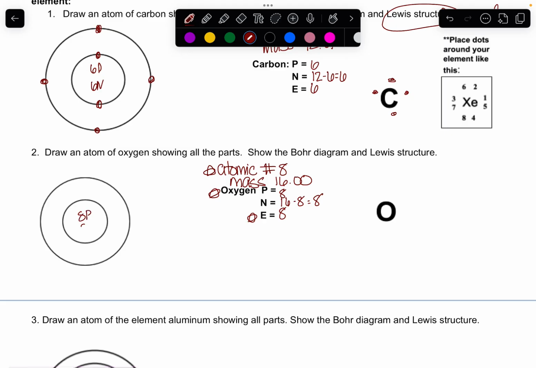My neutrons: my mass is 16 minus 8 protons leaves me with 8 neutrons. Put my 8 protons and my 8 neutrons in the middle, and then I place my electrons. 1, 2, jump out to my next ring. 3, 4, 5, 6, 7, 8. I'm looking at just that outer ring of valence electrons for my Lewis structure. I see 6, so I'm going to do 1, 2, 3, 4, 5, 6 for my Lewis structure.